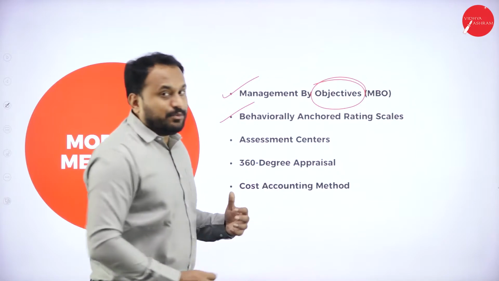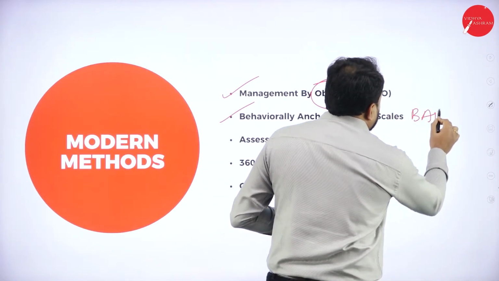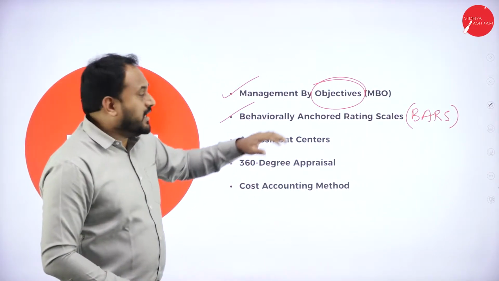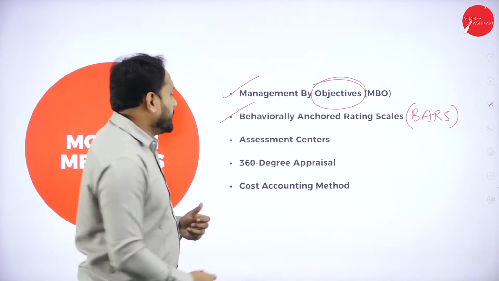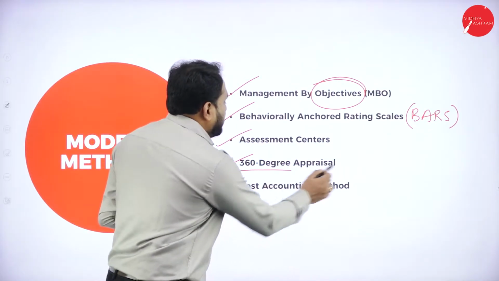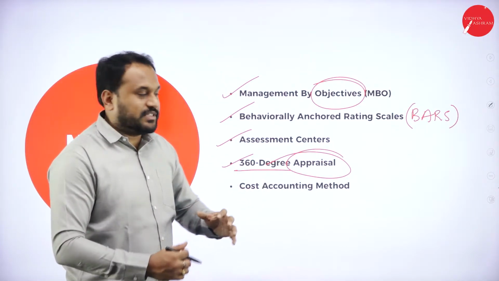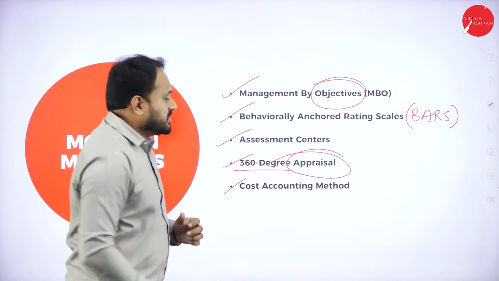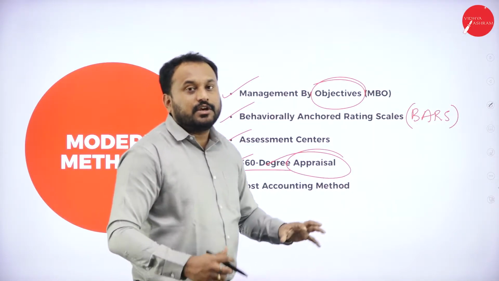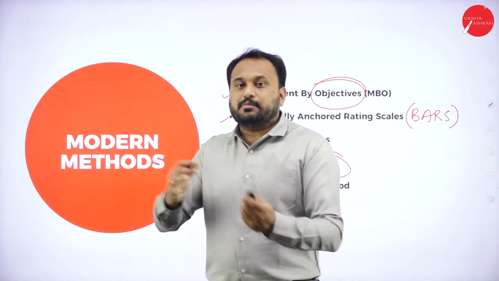Now we have the second one, we call it BARS. B-A-R-S. Very famously this is known as BARS, that is behaviorally anchored rating scale, assessment centers, 360-degree appraisal. 360-degree means they completely check what the person is doing. And then we have cost accounting method. We still have more here, but I have given only a few things for you to understand the difference between traditional method and the modern method here.